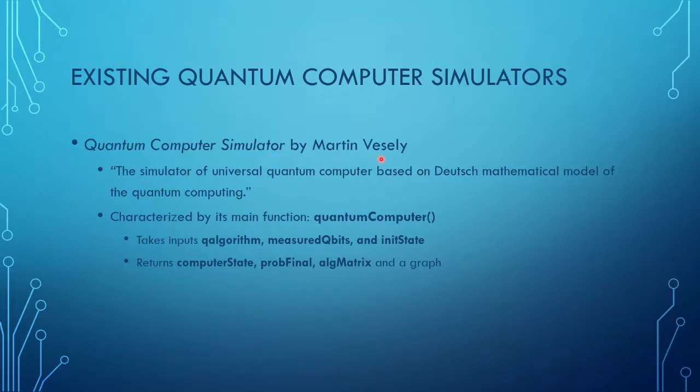This simulator uses matrices to model quantum states and uses matrix multiplication and tensor product to represent quantum gate operations. The result of running the simulation is a measurement probability distribution, which comes from normalizing the state vectors. This simulation is characterized by its main function called quantum computer, which is responsible for running quantum algorithms.